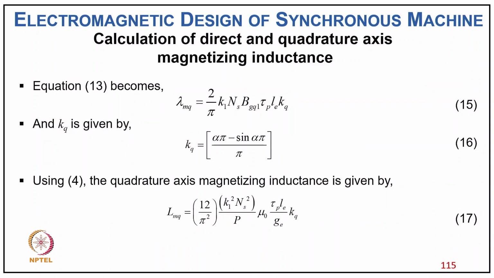So this equation becomes lambda mq equal to 2 upon pi k1 ns bgq1 tau p le into kq, where kq is given by kq equal to alpha pi minus sin alpha pi divided by pi, and using the equation for the quadrature axis magnetizing inductance, lmq equal to 12 upon pi square k1 square ns square by p mu 0 tau p le upon g into kq.